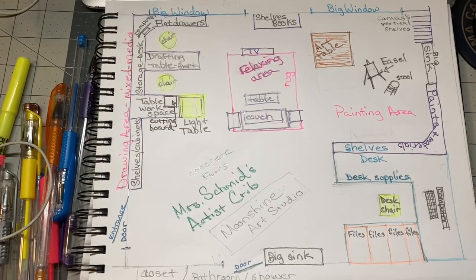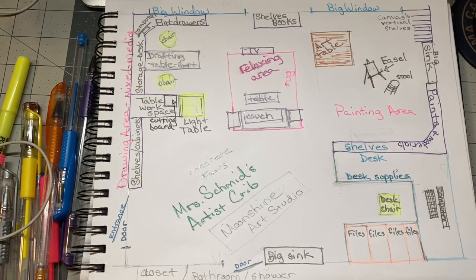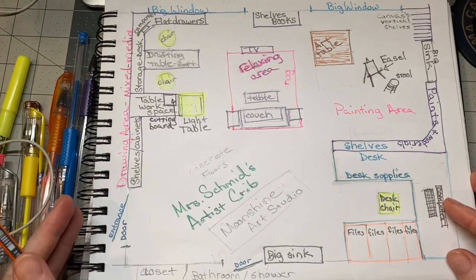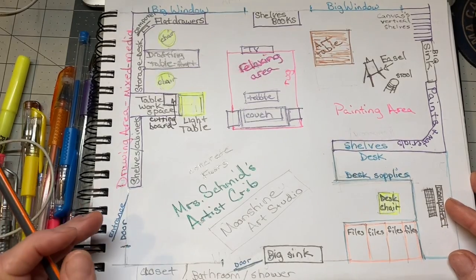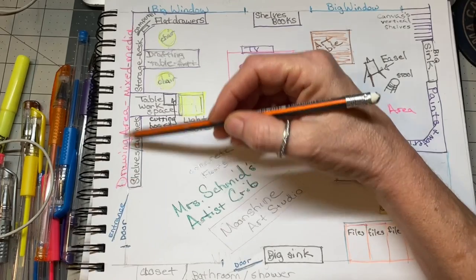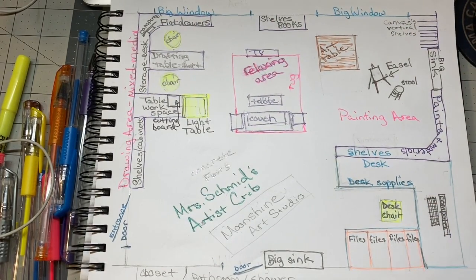Now, I am going to give you a tour of my ideal art studio. What I would like if I could have it any way I want. I can let my imagination run wild. So first thing I did was I just found a piece of paper. It can be any kind of paper. And I drew my lines with a pencil to make my walls. I actually did use a ruler.